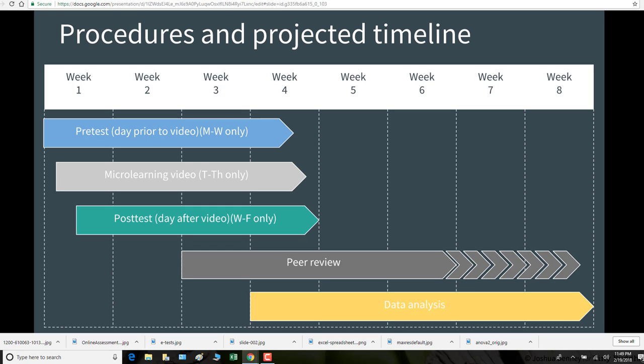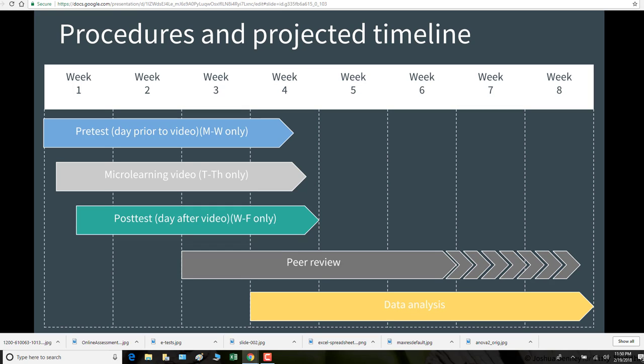This study will be conducted as a 2-month study employing quantitative methods. Pre- and post-testing results from 3 studied conditions will be measured. The research study will follow these procedures. Participants will be asked to join the study. Participants will be assigned to a group. Pre-tests will be given Monday through Wednesday only, as they must be given the day prior to video viewing. Microlearning videos will be viewed Tuesday through Thursday only. Post-tests will be given Wednesday through Friday only, as they must be taken the day after the video. The test data will be reviewed and analyzed. Findings will be presented and interpreted.